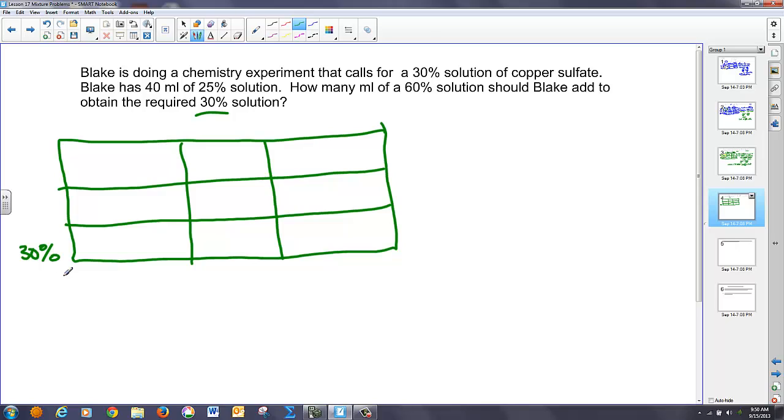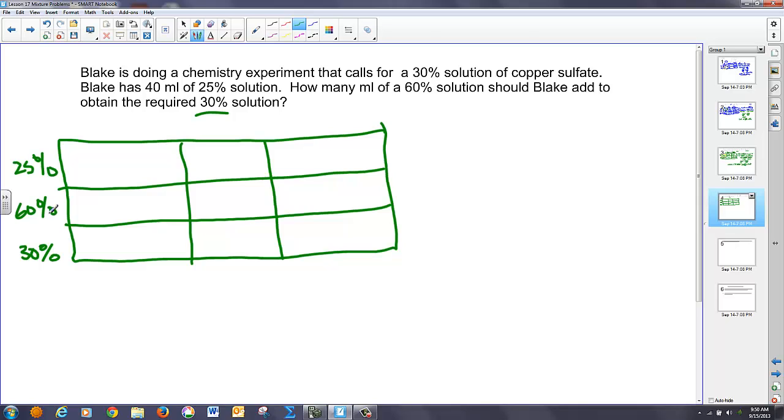All right, and we're starting with a 25% solution, and to that we're going to dump in a higher percentage solution. We're going to dump in a 60% solution.